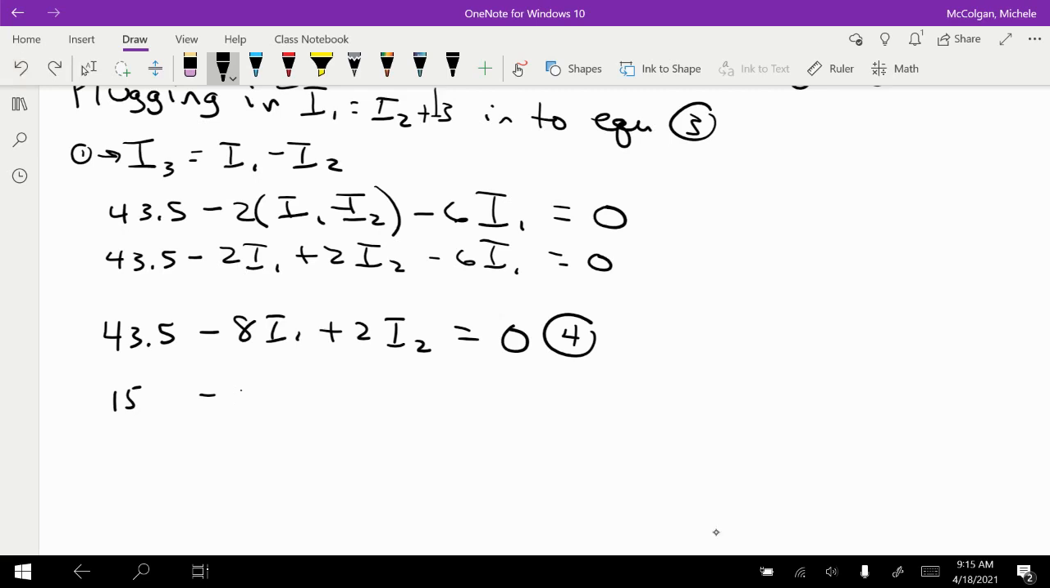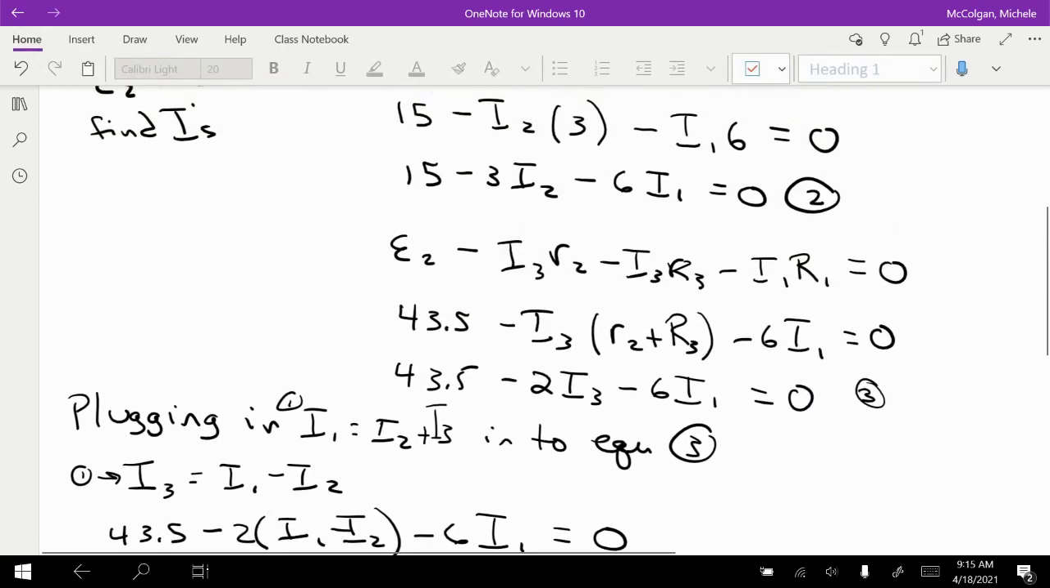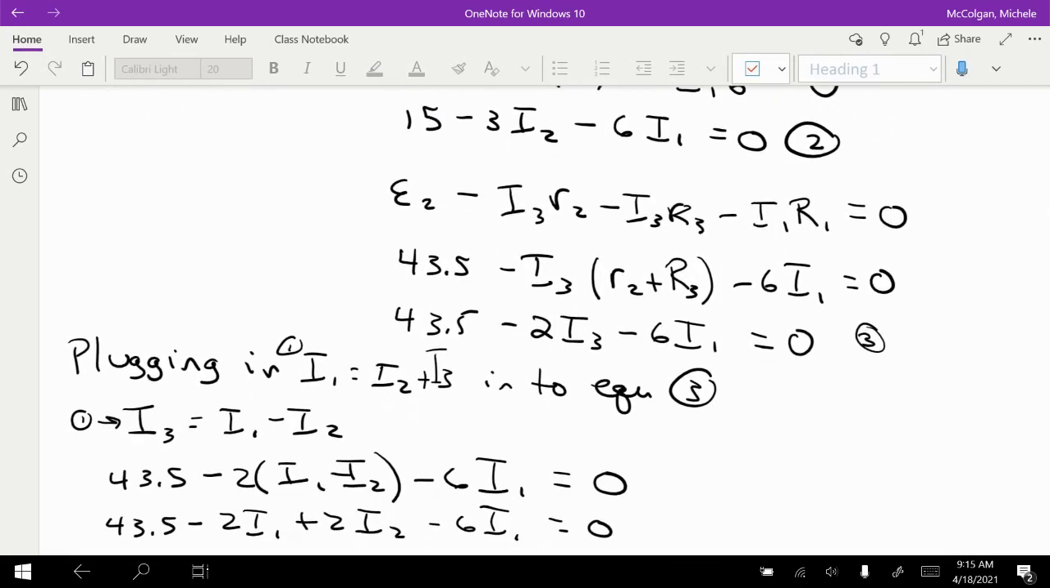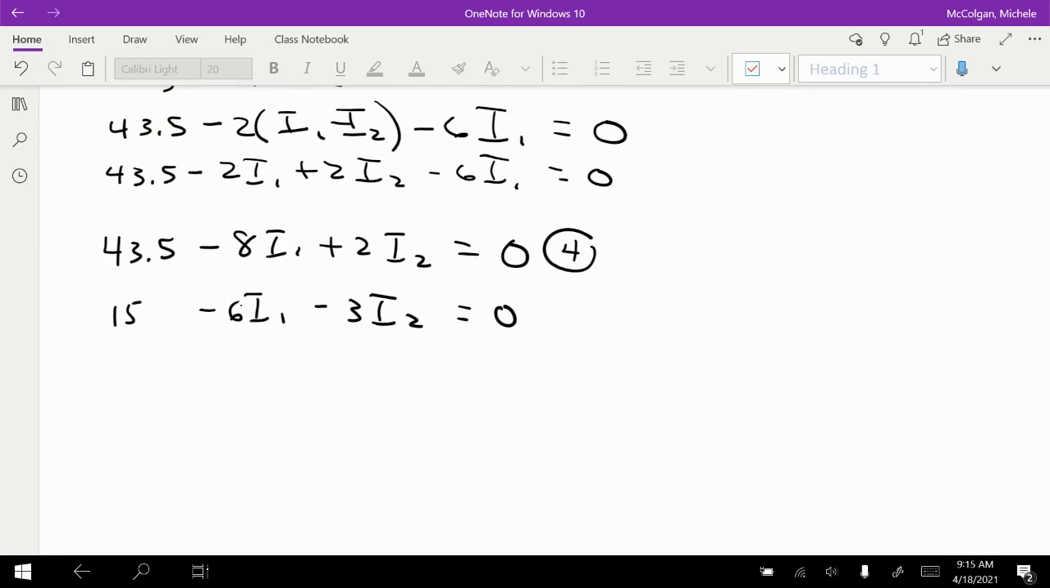Keep the I1s together: minus 6I1 minus 3I2 equals 0. And we'll just double check, look at that again. So 15 minus 3 minus 6, minus 3I2 minus 6I1. Yep, okay, that looks good. Okay, and so this is just equation 2.